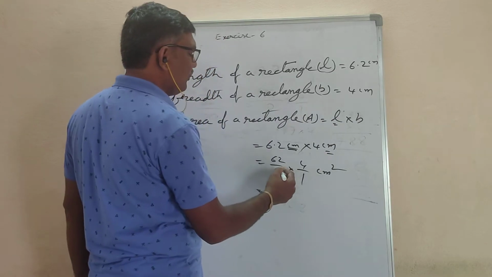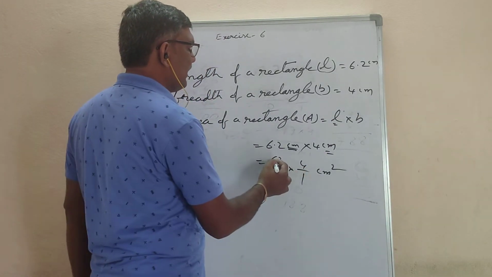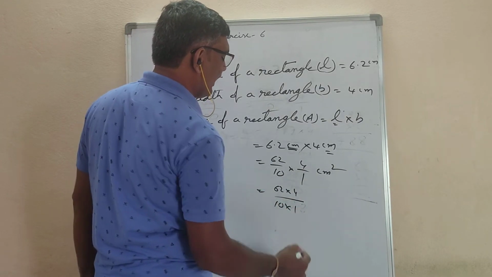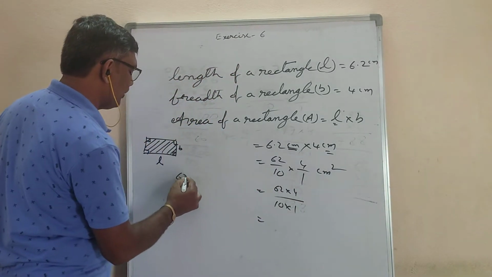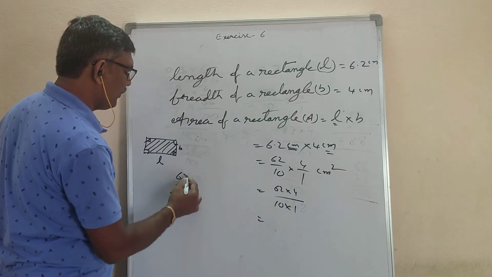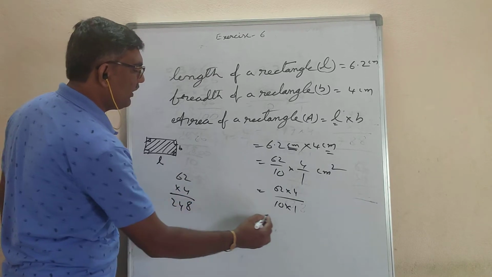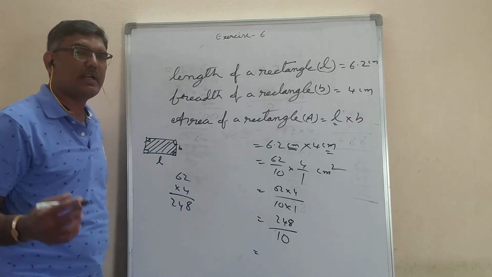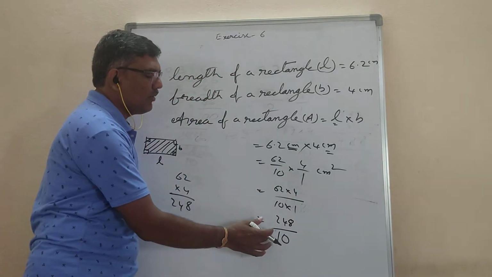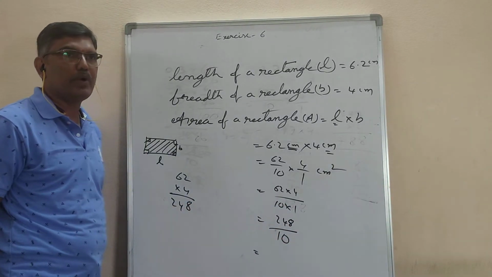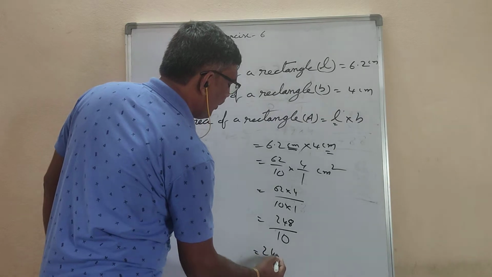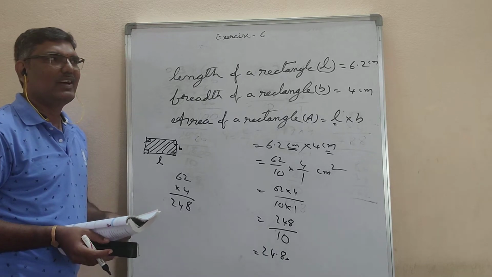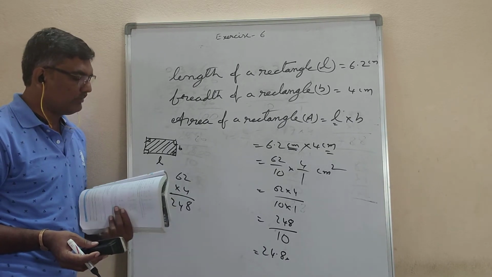So here, don't do cancellations. First multiply numerator into numerator, 62 into 4, and denominator into denominator, 10 into 1. Now do 62 into 4 in rough: 4 2s are 8, 4 6s are 24. You are getting 248 by 10. As you see 10 in the denominator, you have to keep a point before one digit. That is 24.8. So like this we can do these problems.